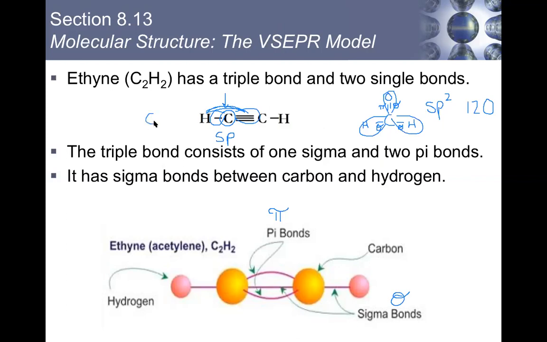So I know it's sort of mucked up here a little bit. So this is one domain. This is the second domain. And this is the third domain. There's no lone pair because this carbon has 1, 2, 3, 4 bonds.